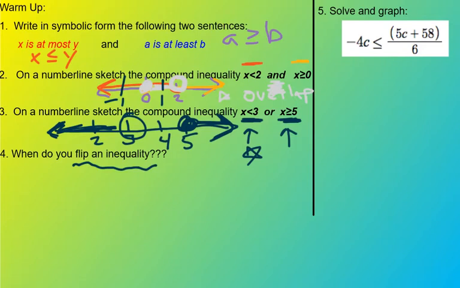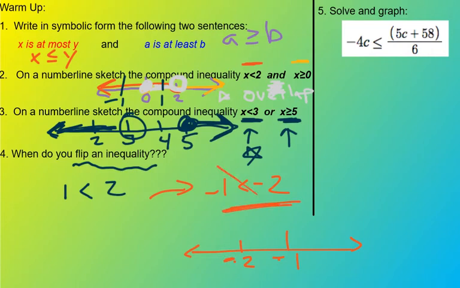Say we take something like 1 is less than 2, which definitely is true. If we multiply both sides by negative 1, we get negative 1 is now less than negative 2. If you think about that and draw a number line, negative 1 is over here, and negative 2 is further down the number line. So this statement that I drew in red is not correct.